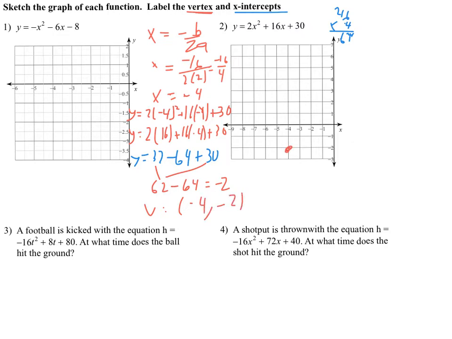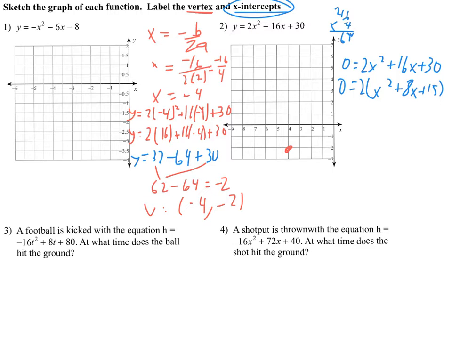Now I need to find my x-intercepts. So for my x-intercepts, I have to turn y into 0. And then I have to solve this by either factoring or quadratic formula. I think I can GCF a 2 here. Now leave me with x squared plus 8x plus 15. I'm not allowed to GCF if I'm finding the vertex, but for the x-intercepts I can.